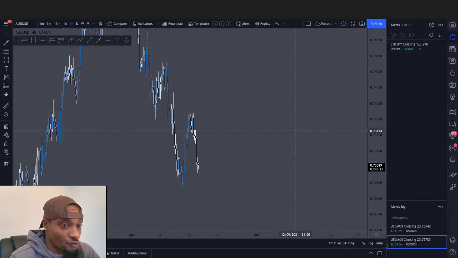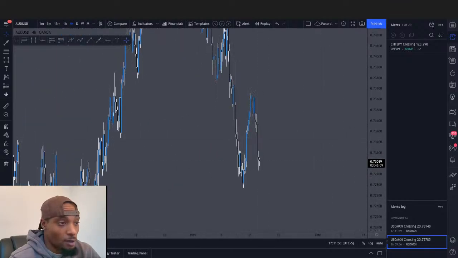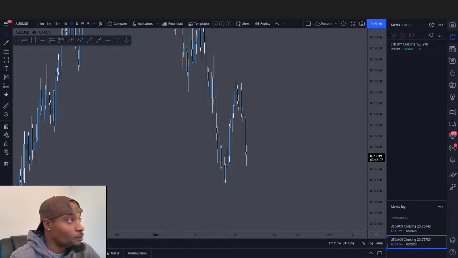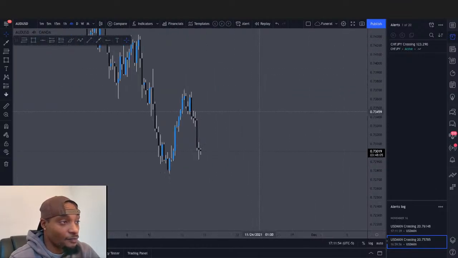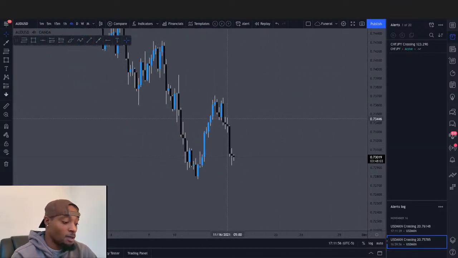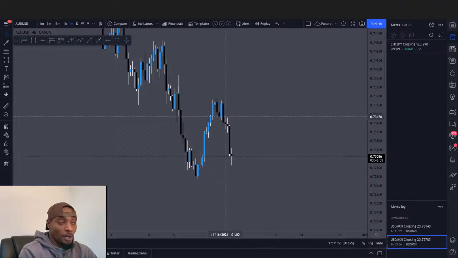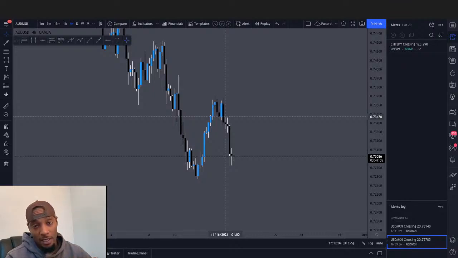So on AUD USD, it is quite risky to take a trade on correlated pairs. So it would be risky to get into AUD CAD and AUD USD, especially since they're probably going to do the same things. If AUD USD is pushing to the downside, AUD CAD is more than likely pushing to the downside.